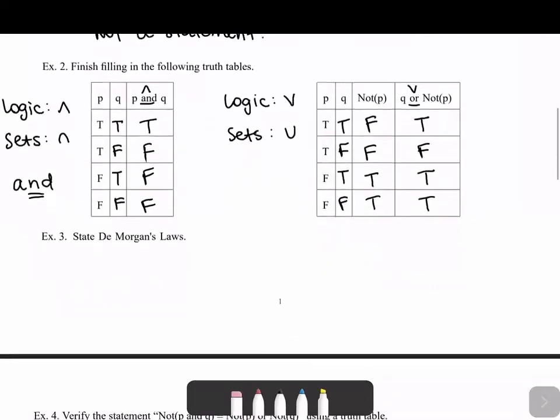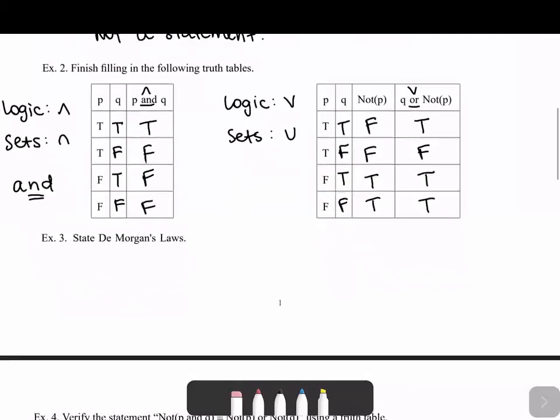Okay, so this last example on the first page is De Morgan's laws. These laws are really important because they are essentially the distributive laws for logic. They tell us how to negate these compound statements. So we're going to do not (P and Q). When we look at not (P and Q), how does this work? We essentially distribute the not to each thing.